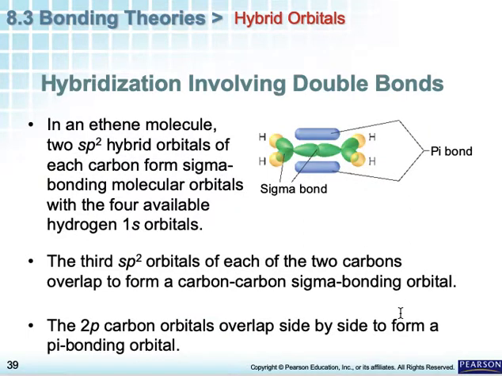So in ethene molecules, the sp2 hybridized orbitals from each carbon form a sigma bond with the orbitals of the 4 available hydrogens and with each other. And that gives us the 1 p orbital left over, which will then form a pi bond between the two carbon atoms.